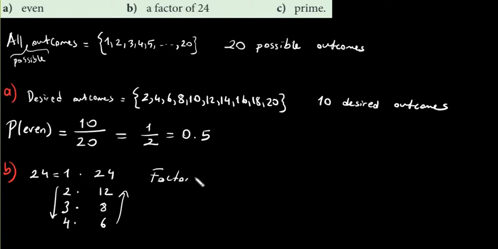So let me write the factors of 24: 1, 2, 3, 4. It is also the desired outcomes, okay?